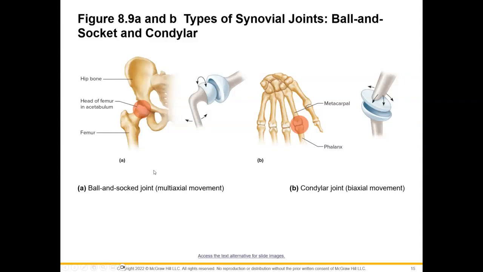Okay, figure 8.9a and b. Again, these are synovial joints. This is a ball and socket. You see why it's called that. And the second one is the condylar joint.